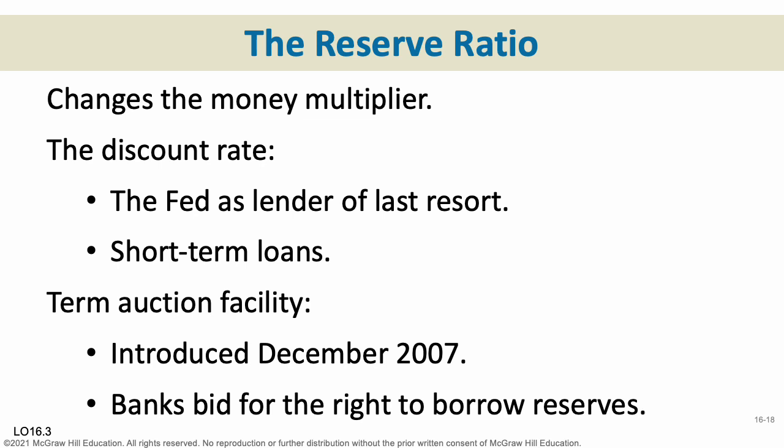And a term auction facility is a new thing. It was introduced during the financial crisis, and it's another way the Fed can alter bank reserves. Twice a month, the Fed auctions off the rights for banks to borrow reserves for 28 or 84-day periods, and it allows the Fed to guarantee the amount of reserves it wishes to lend will be borrowed, and therefore will be available as excess reserves to increase lending. So banks can borrow reserves as well.